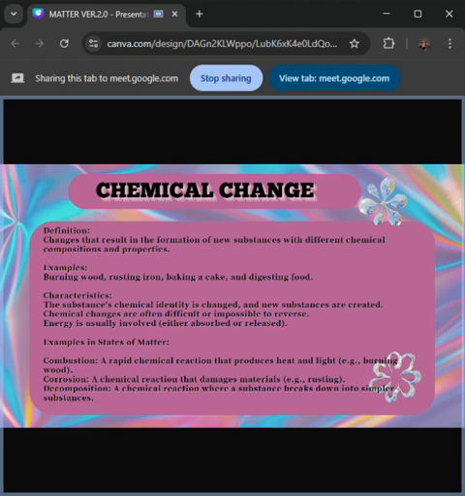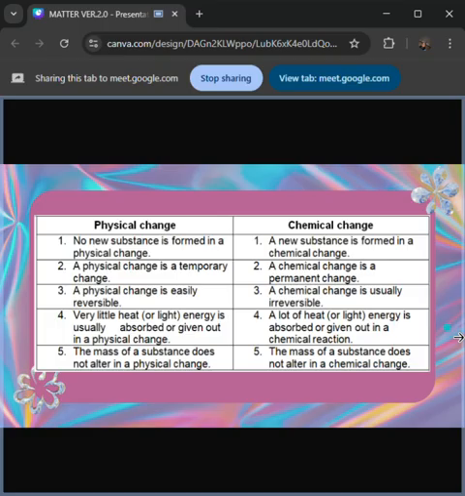So, one of the examples for chemical change is combustion, a rapid chemical reaction that produces heat and light, for example, burning. Also, we have corrosion and decomposition, but let's not dwell on that any further because it's beyond the scope of our school level. But I hope that you can see the difference between chemical and physical change. Let's move on with the next slide, please. Okay, so I have here created columns about the difference of physical and chemical change. I hope that you have taken your time to review this as we're going to discuss it further. So next slide, please.